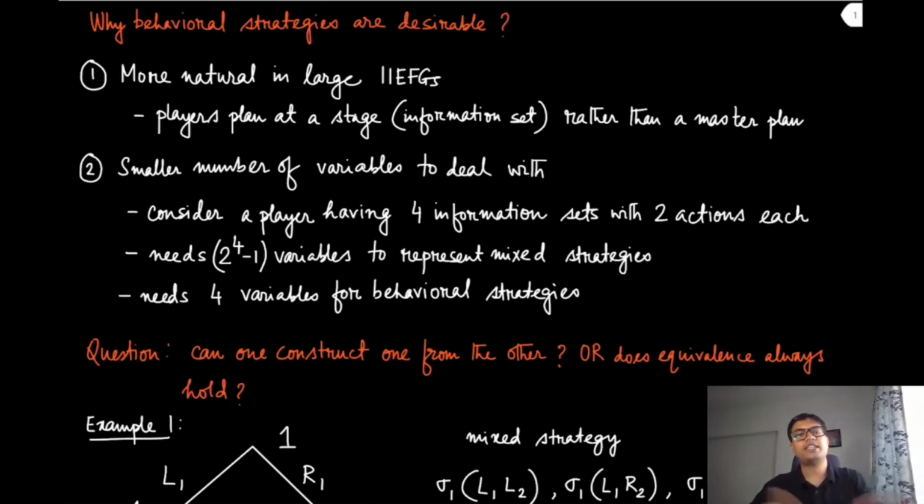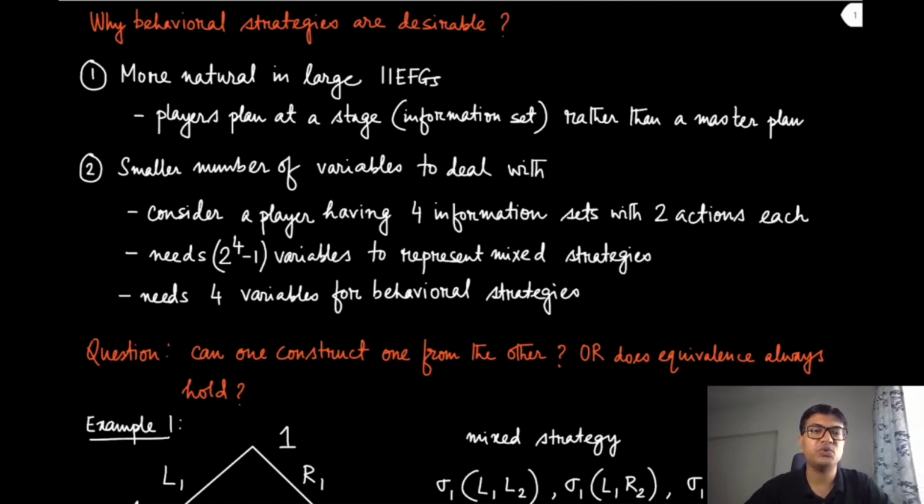So, for example, let's pick a player who has 4 information sets, and in each information set it has 2 actions. Then in order to describe the mixed strategies, you will need 2 to the power 4 minus 1 variables, because you will have to first list down all possible pure strategies for that player, which will be 2 to the power 4, and because they will all sum to 1, the number of independent variables will be 2 to the power 4 minus 1. The number increases exponentially as you have more information sets.